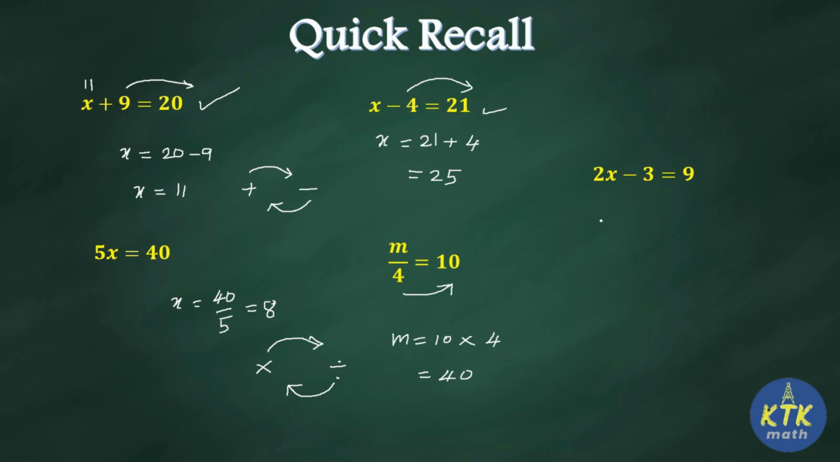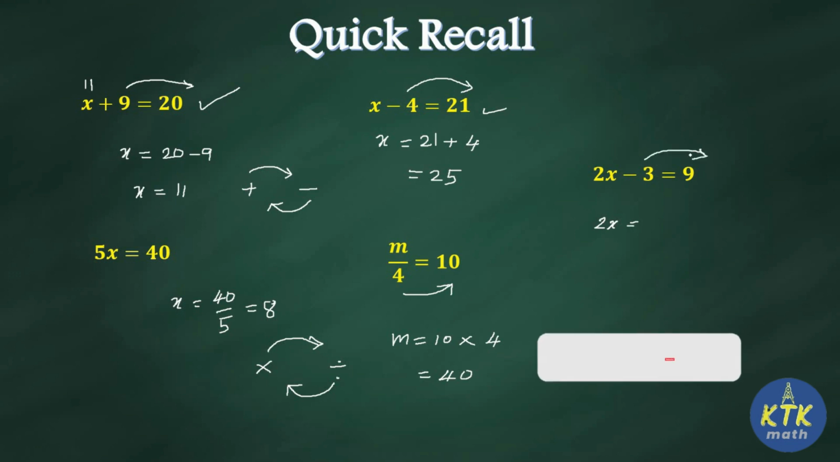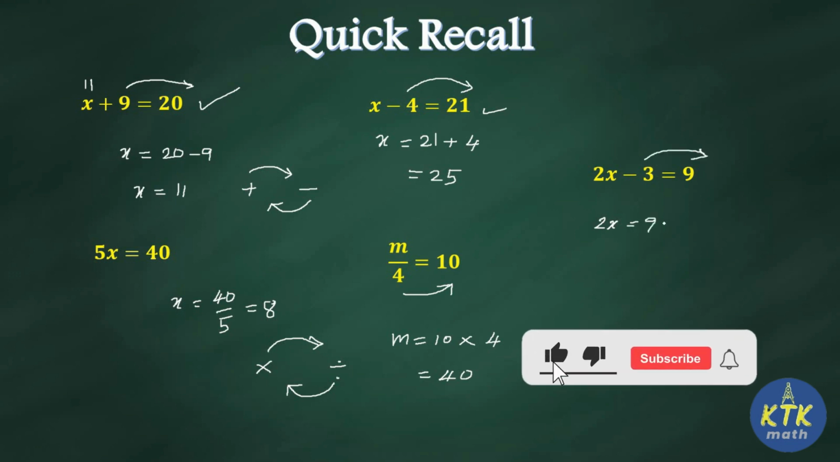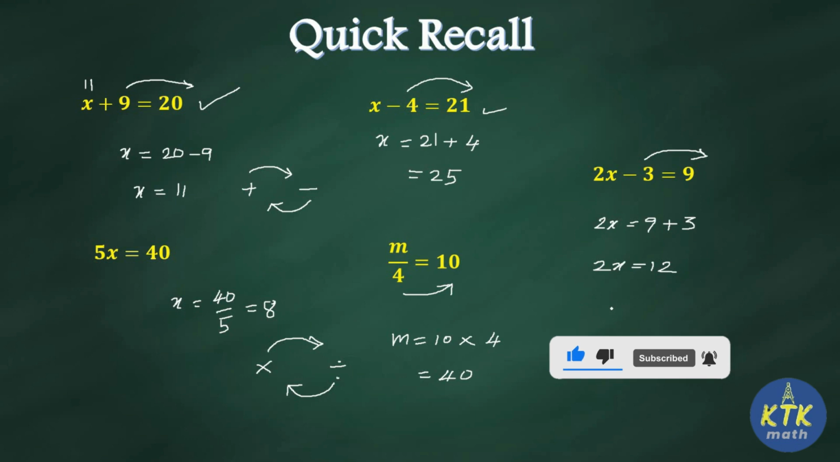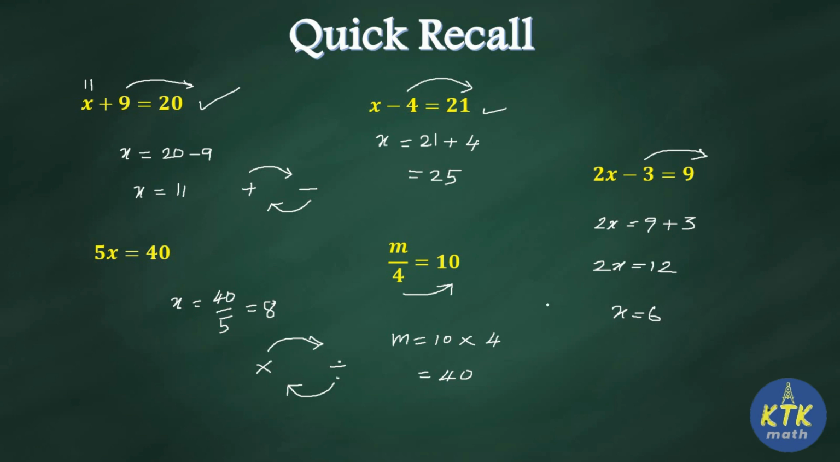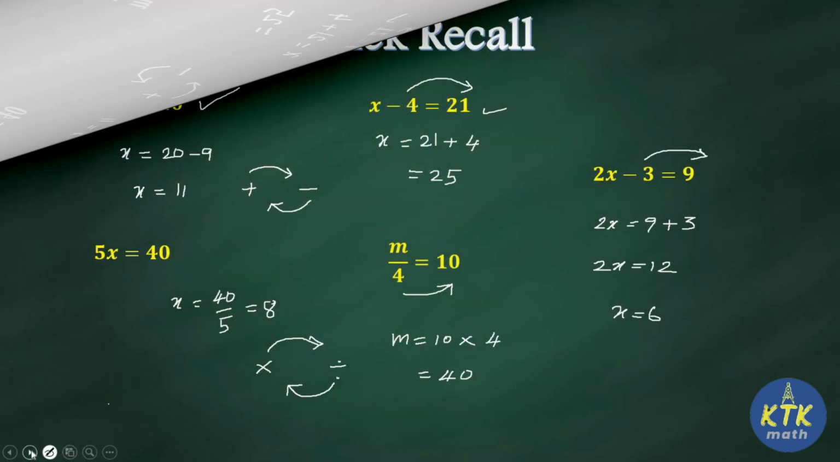Okay, just do one more sum. 2x equal to, I am going to transform this minus 3 now. So 9 plus 3. So 2x equal to what? 2x equal to 12. Good. So x is equal to 12 by 2. So 12 by 2, what are you going to get? You will be getting 6. So this is how we are going to start solving the sums. Okay, I guess the recall is over. Shall we move on to the objectives now?